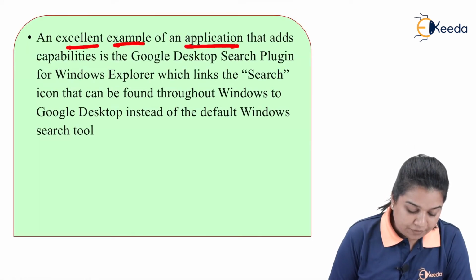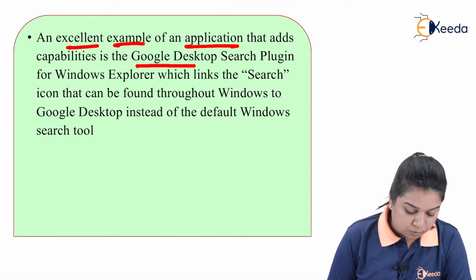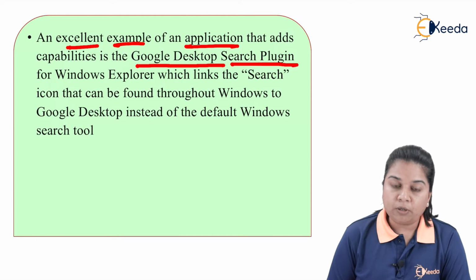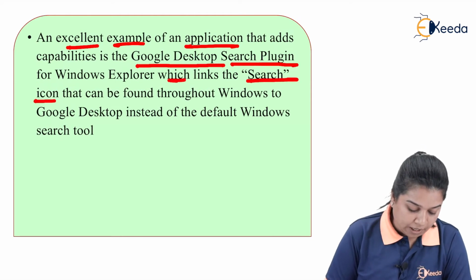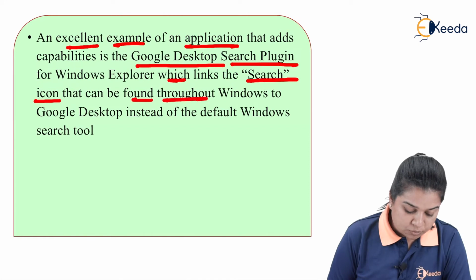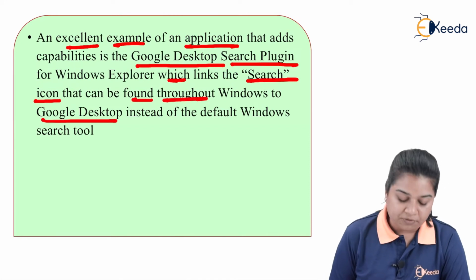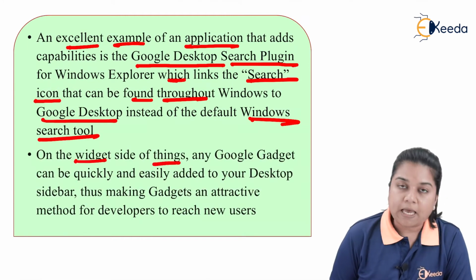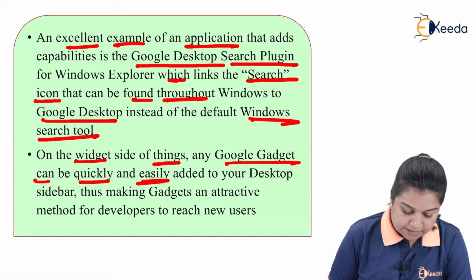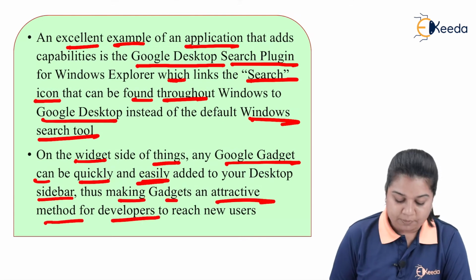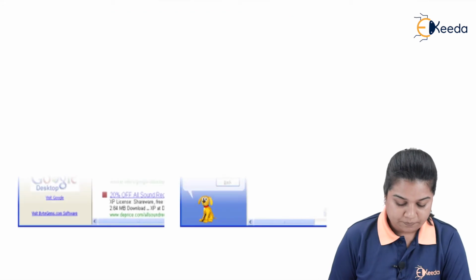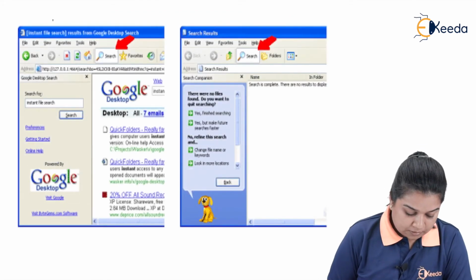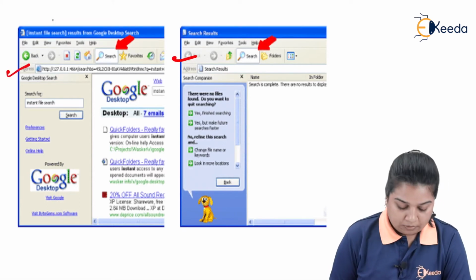An excellent example of an application that adds compatibility is the Google Desktop Search plugin for Windows Explorer, which links the search icon found throughout Windows to Google Desktop instead of the default Windows search tool. On the widget side of things, any Google gadget can be quickly and easily added to the desktop sidebar, thus making gadgets an attractive method for developers to reach new users. So, this is the example for Google Desktop SDK.